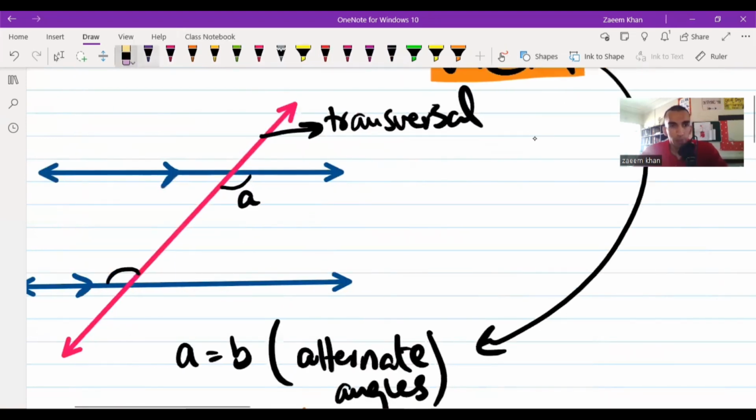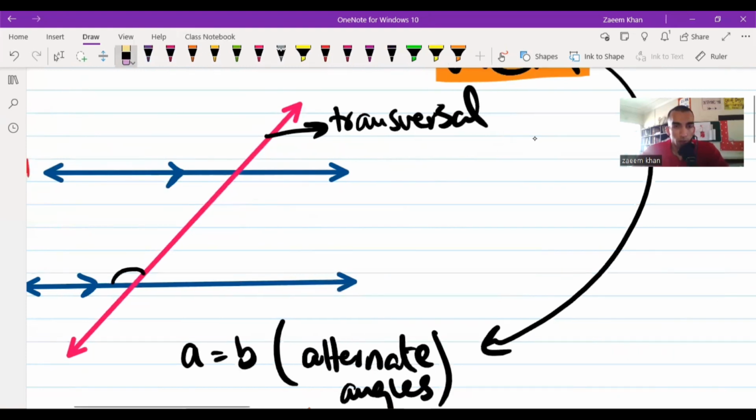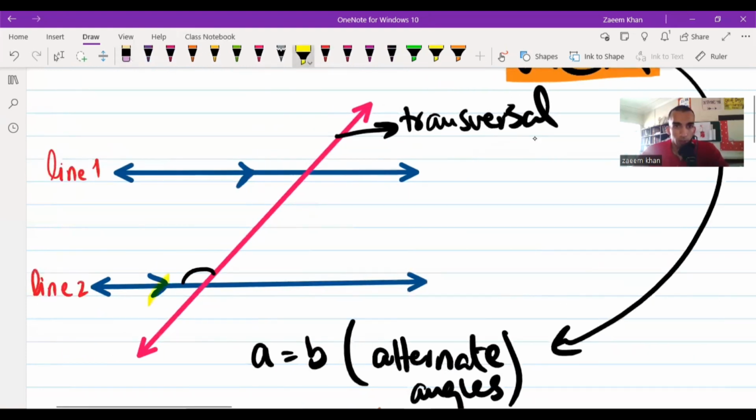Since the two lines that are meeting over here, one's in pink, this one, one's in blue, this one, they'll meet and make multiple angles. In this case, they're making multiple angles. I'll choose this one and I'll label it A.